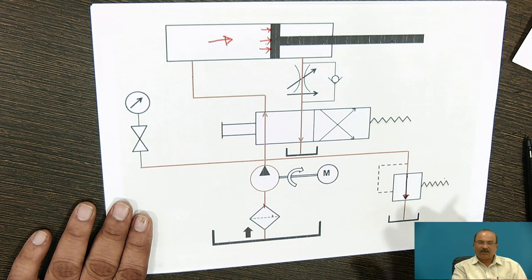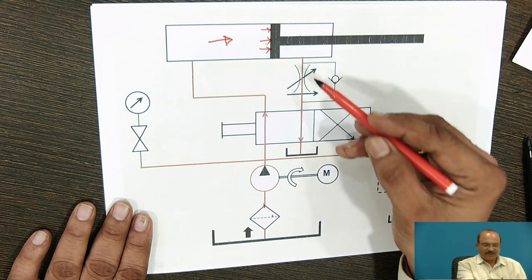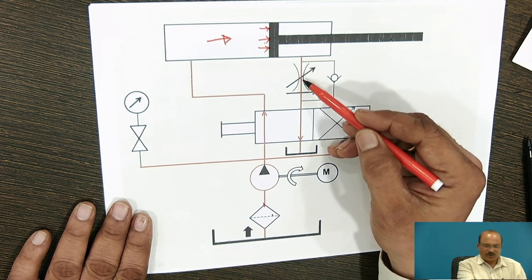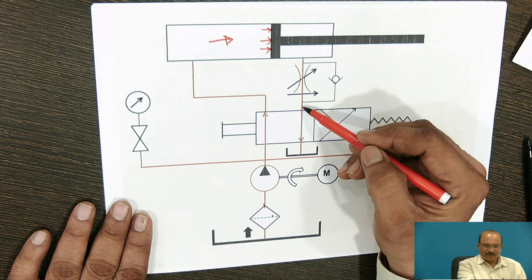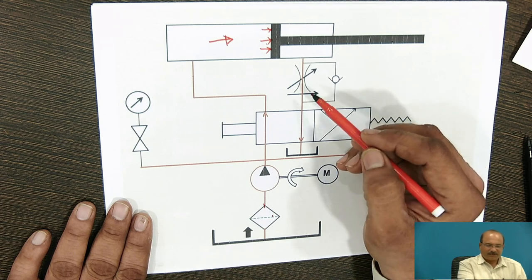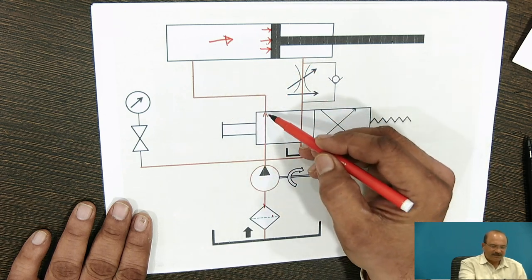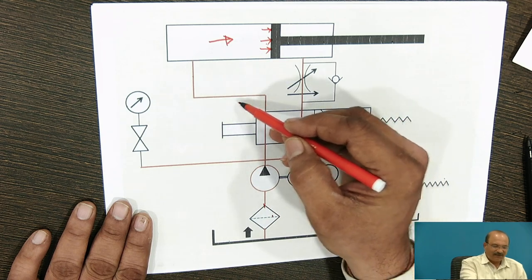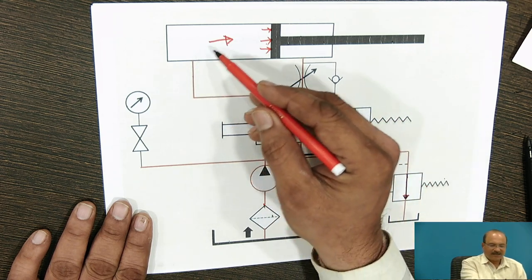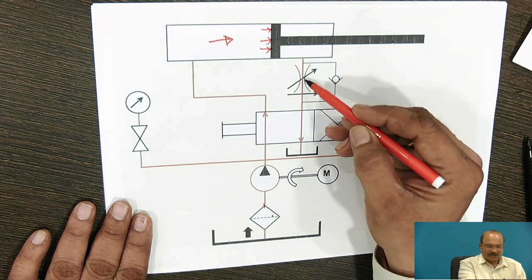Meter out is nothing but only controlling the oil which is coming out from the piston and cylinder arrangement. So the oil which is coming out is going to be controlled here. In the first figure, you are going to get this as an inlet. It doesn't have any controlling system here. Directly it comes to this one. Then that oil is coming through this.